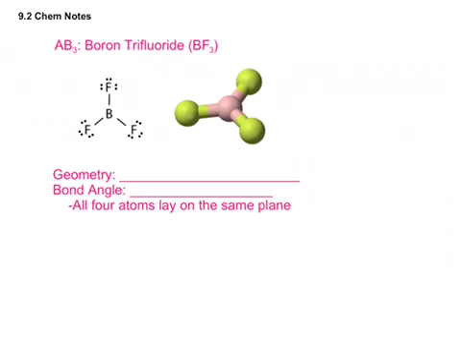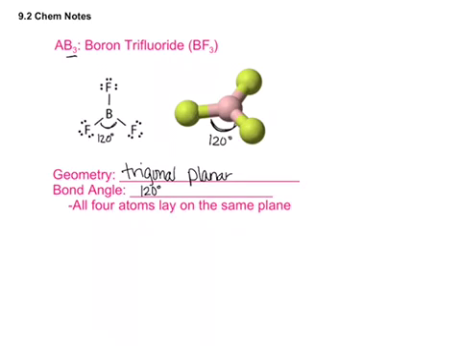So another possible geometry would be AB3. And now we have three atoms bonded to that central atom. And now we have our molecular geometry looking like this. Kind of like a triangle almost. And so our bond angle, so from here to here or here to here in this diagram, they're both 120 degrees. And we call this shape trigonal planar.